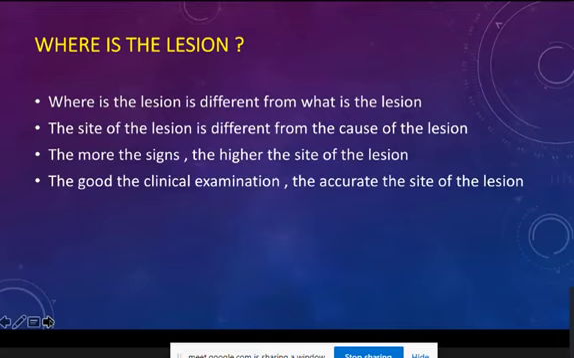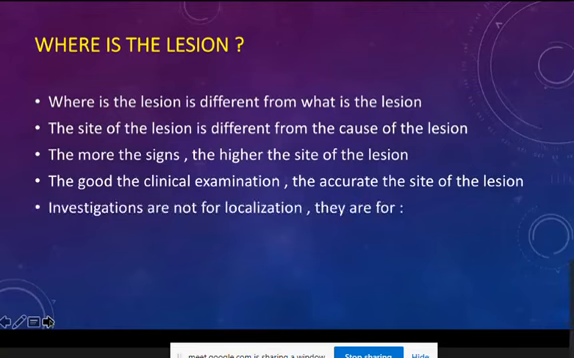And the better the clinical examination, the more accurate the site of the lesion. If you are good at eliciting the signs, you will be very good in localization. If you have a patient with spastic paraparesis and you find a sensory level at the umbilicus, close your eyes and say the site of the lesion is at the umbilicus, the T8, T9, T10 level. So if you are good at eliciting the signs, you'll be very accurate in localizing the site of the lesion.